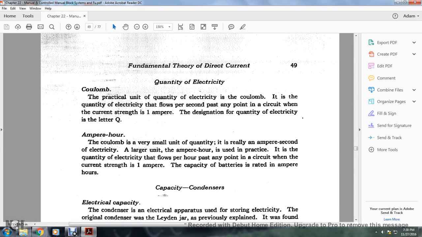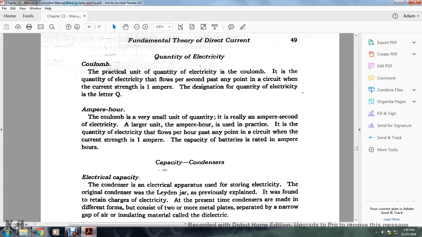Fundamental theory of direct current. Coulomb. The practical unit of the quantity of electricity is the coulomb. It is the quantity of electricity flowing per second at any point of the circuit when the current strength is 1 ampere. The quantity of electricity is designated by the letter Q.